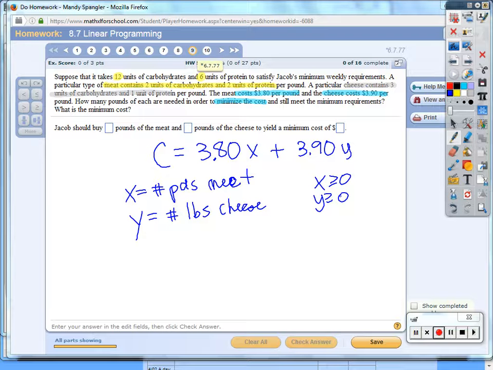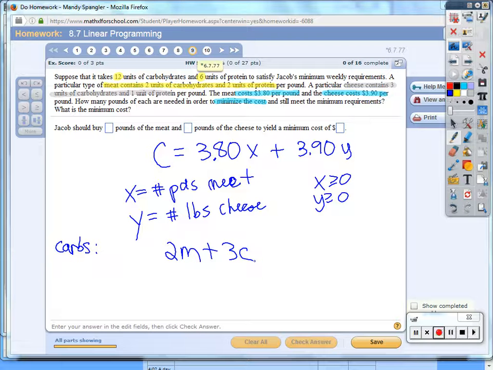What do you guys think? This meat right here contains 2 carbs. So if I do 2 times the number of meat, that's how many carbs. So really, maybe we should just talk about carbs. How many carbs does he need? He needs 2 from the meat, and how much from the cheese? 3 from the cheese. So this is his carbs. He gets 2 from the meat, 3 from the cheese. What's the minimum amount of carbs he needs? 12. So it has to be greater than or equal to 12.